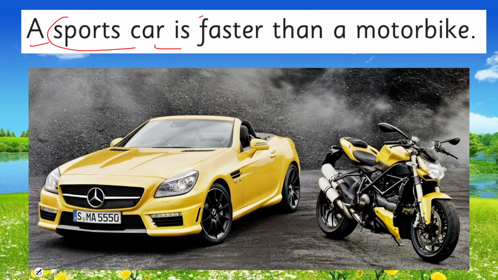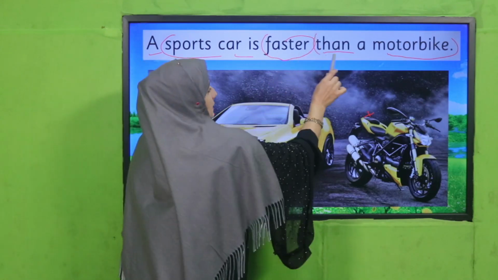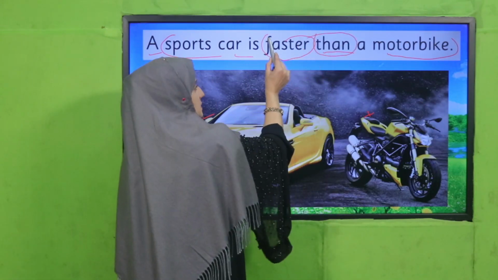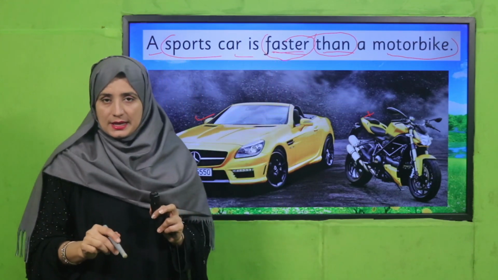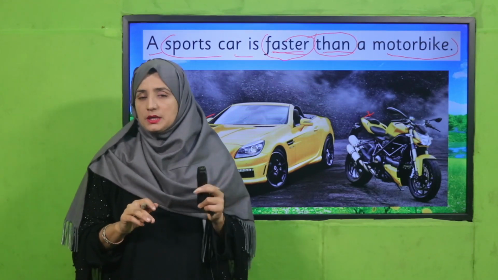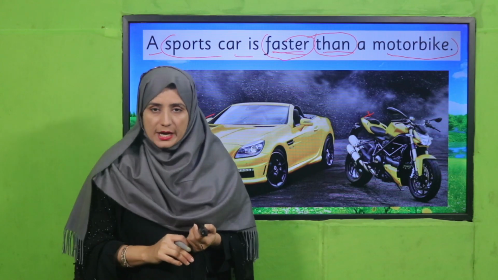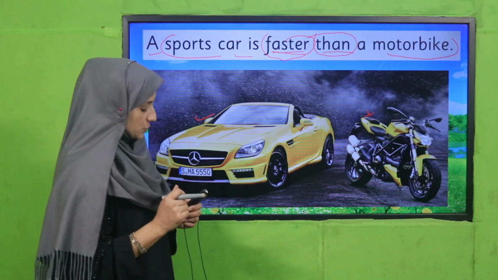A sports car is faster than a motorbike. Okay, there you can judge that a sports car is faster than a motorbike. A motorbike can't run fast if we compare it with a sports car. Is it clear? Now than is clearly telling us that this is a comparison and there we have used the comparative degree. Is it clear? And all these adjectives are ended by er. Please remember, those adjectives are called comparative adjectives. We use those adjectives to compare two nouns.